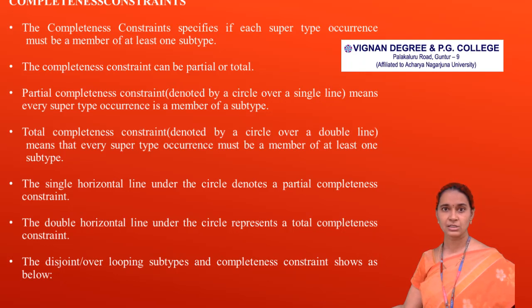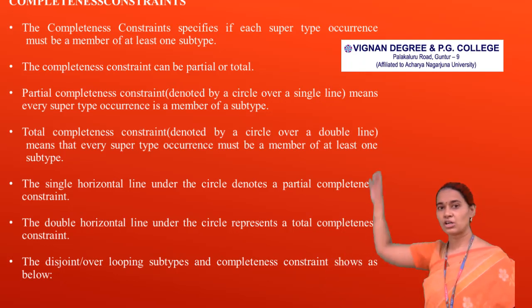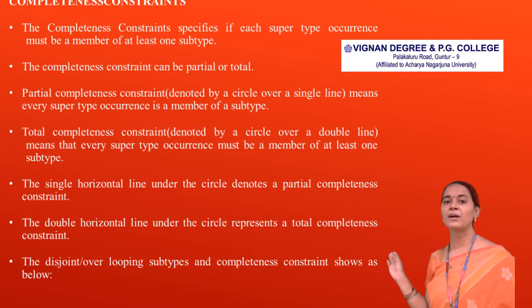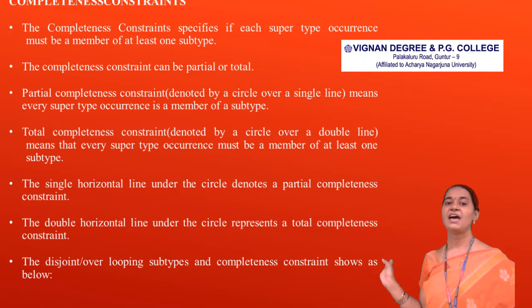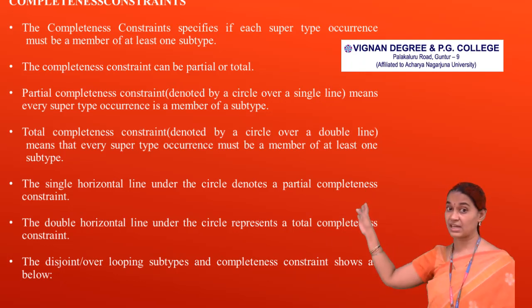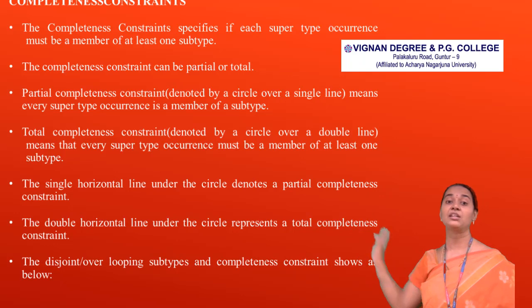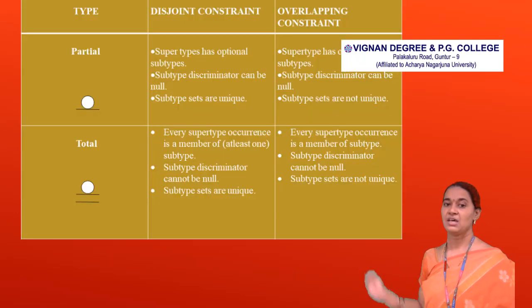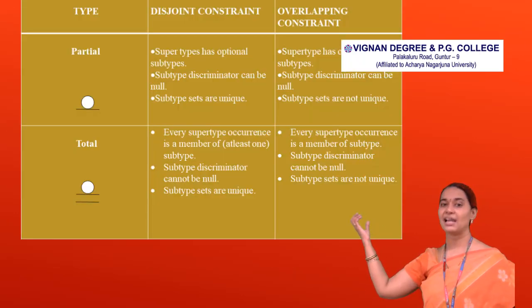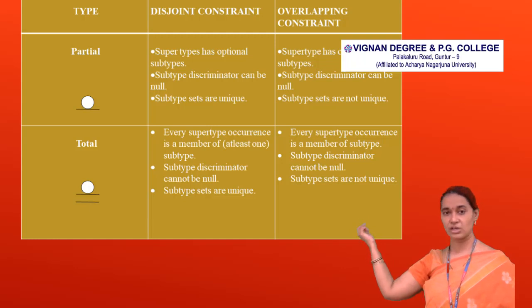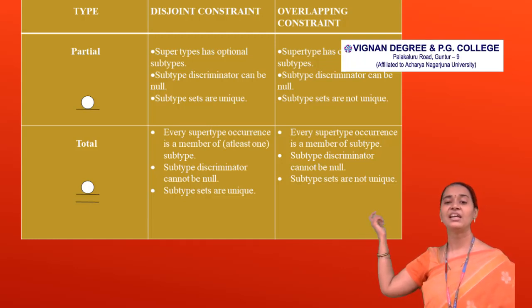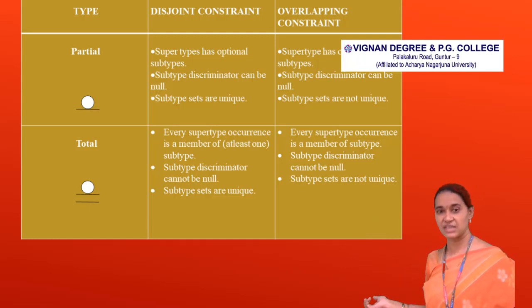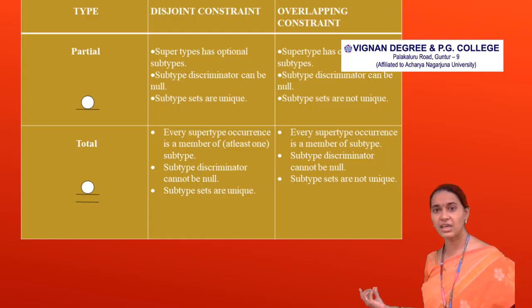Coming to the total disjoint constraint, every supertype occurrence must be a member of at least one subtype. Every supertype definitely has to inherit the properties into the subtype. The subtype discriminator cannot be null. So here it should not be left null. So inside the circle I have to write the letter D. And the subtype sets should always here also be unique.